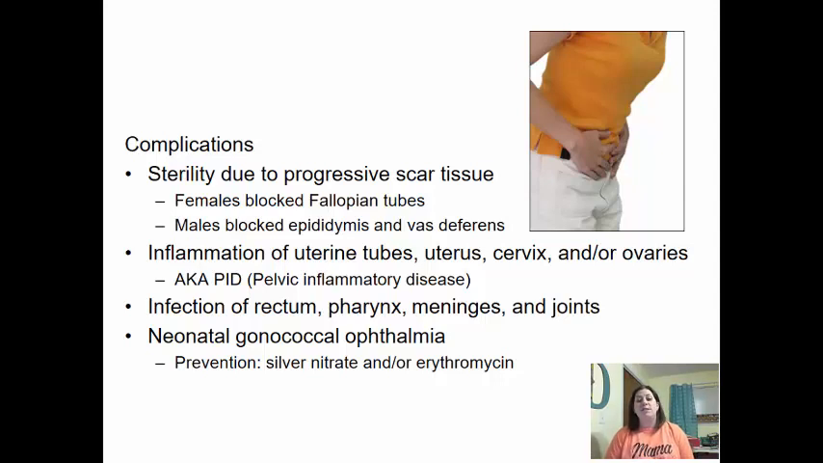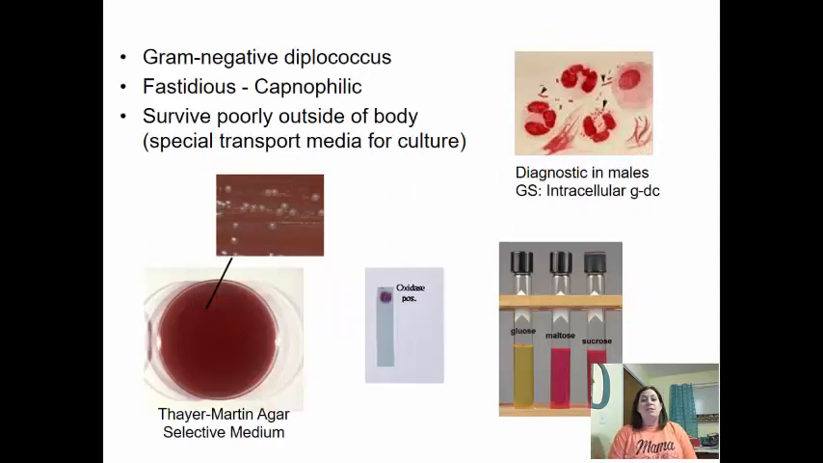Prevention of this is through silver nitrate or erythromycin, and this is one reason they put that salve on the eyes when the baby is born, because it contains a lot of times the silver nitrate in order to protect it from this bacteria. When we look here, this is a gram-negative diplococcus. It is fastidious, meaning it is picky. It does prefer the capnophilic type of environment, meaning high carbon dioxide and lower oxygen.